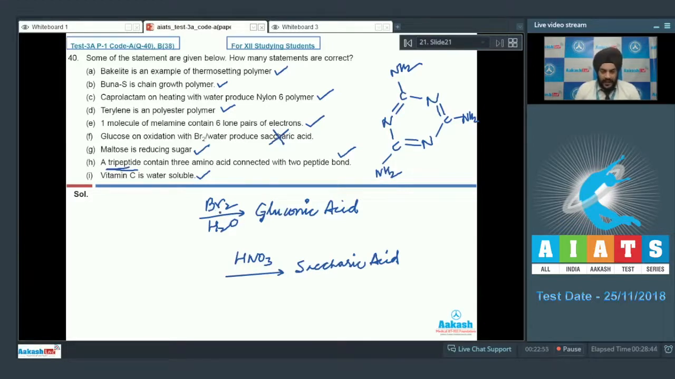So if we look at the statements given to us, we have 9 statements, and out of these 9 statements, only one is incorrect. So students, we have to mark 08 as the correct answer to our question.